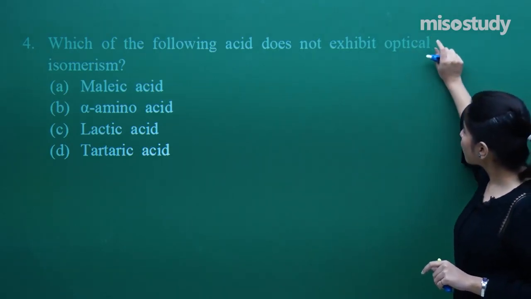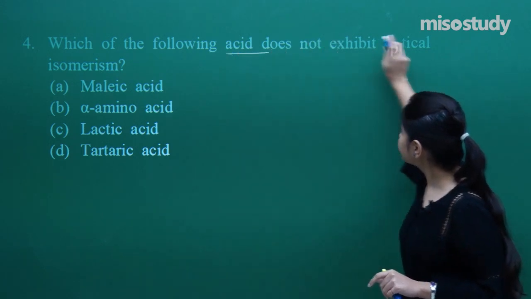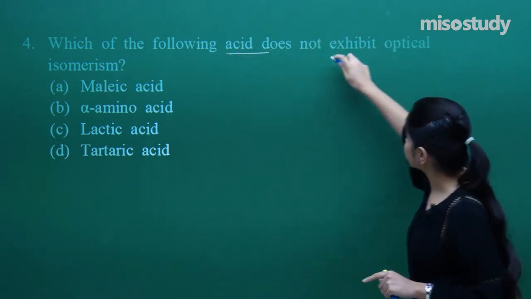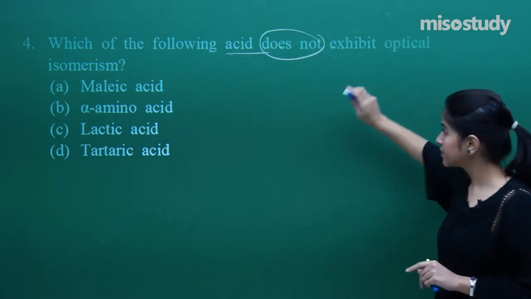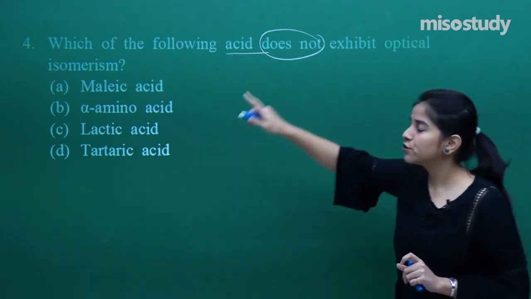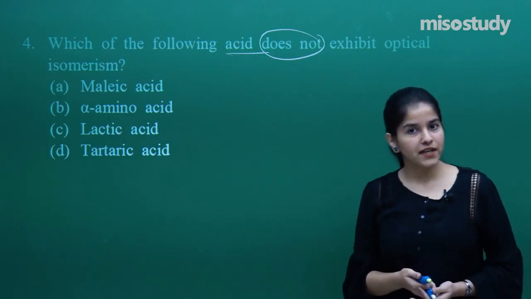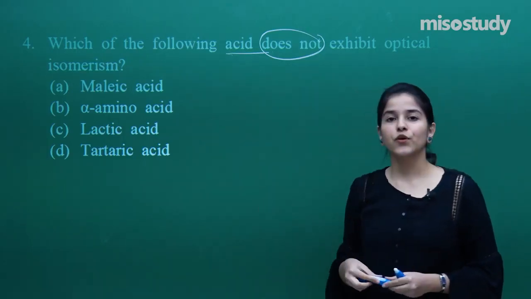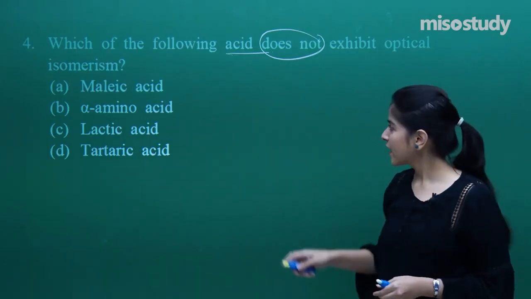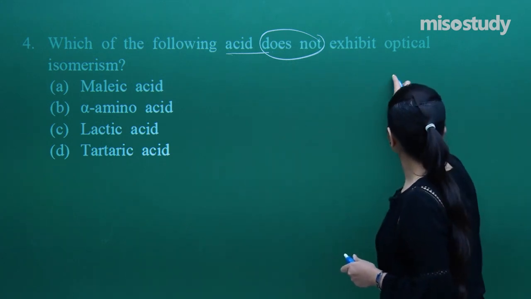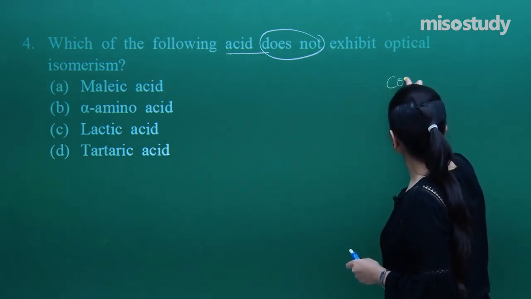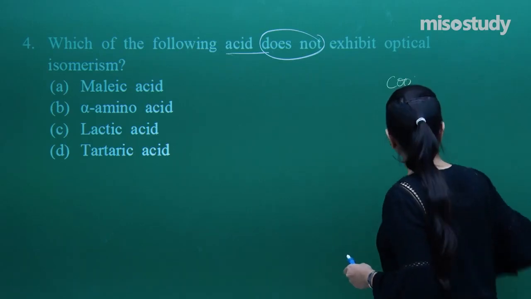Now, which of the following acid does not exhibit optical isomerism? I need to check which of the molecule is not showing the optical isomerism, optical activity. I need to go on to the structures for each one of them. So first is the malic acid. So what is malic acid? It's something like this.